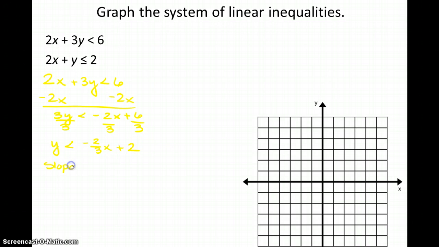Your slope for this line is negative 2 over 3, and your y-intercept is 0, 2. Starting off at 0, 2, I'll go down 2 and right 3. This line will be dashed because it is not equal to. If you get ahead of me, go ahead and start the other equation, first writing it in slope-intercept form, and then graphing it.